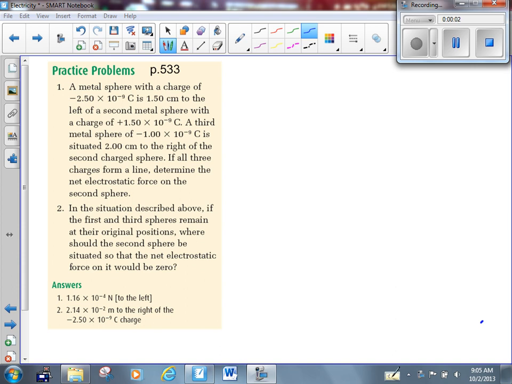Some homework from Monday, guys, page 533 and 534. We'll take a look at 533 first of all. Pretty sure we need to go over question number 2, correct? And we can do number 1 as well if we need to, yeah. So number 1 and 2.